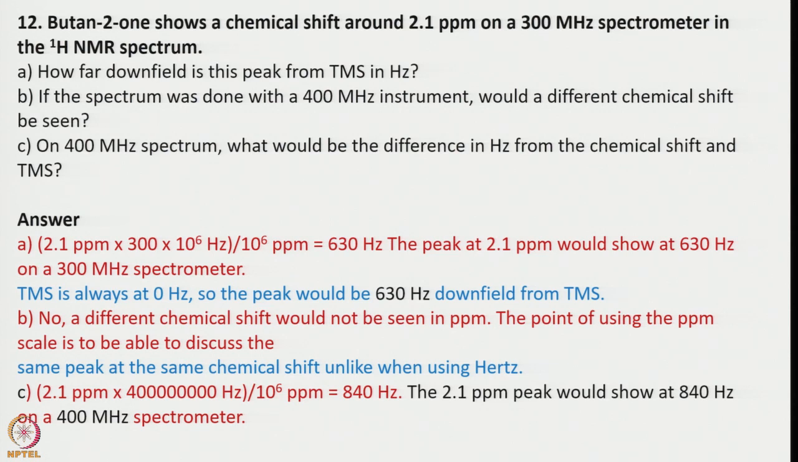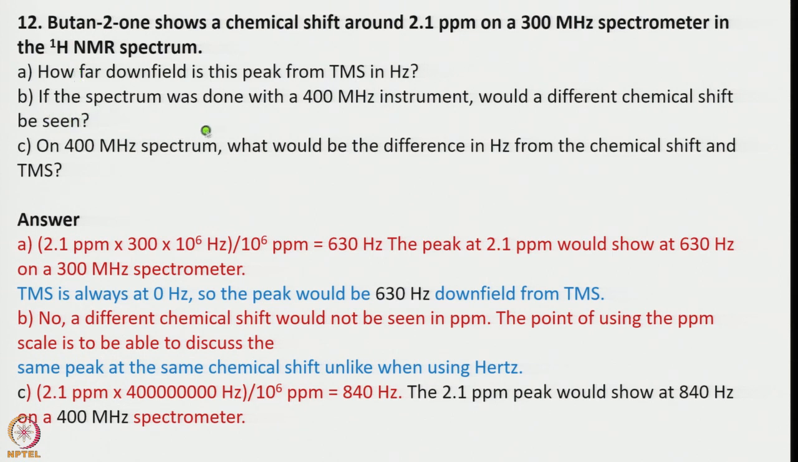Okay, now let's look into another interesting example here. Butan-2-one shows a chemical shift around 2.1 ppm on a 300 megahertz spectrometer in the 1H NMR spectrum. How far downfield is this peak from TMS in hertz? TMS we always consider as zero. If the spectrum was done with a 400 megahertz instrument, would a different chemical shift be seen? On a 400 megahertz spectrum, what would be the difference in hertz between the chemical shift and TMS? So there are three questions associated with this problem.